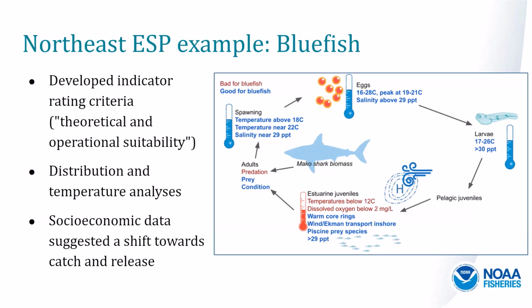So based on this conceptual model, along with socioeconomic considerations, the working group and I developed a list of potential indicators that we discussed and narrowed down based on what we termed theoretical and operational merit or suitability. So basically based on the proposed mechanistic importance of the indicator, representing something that's a key bottleneck for the stock, but then also taking into account the ease of acquiring and analyzing that indicator.